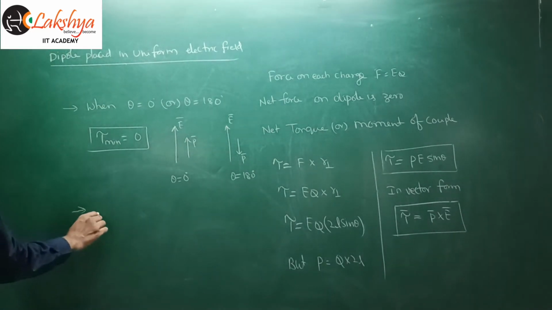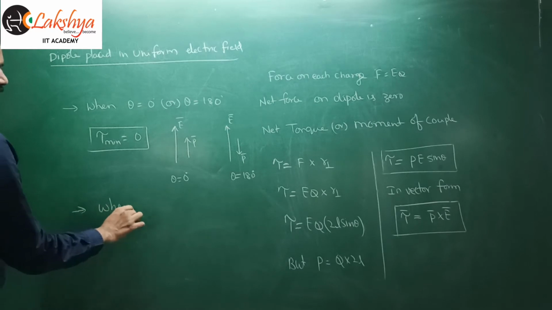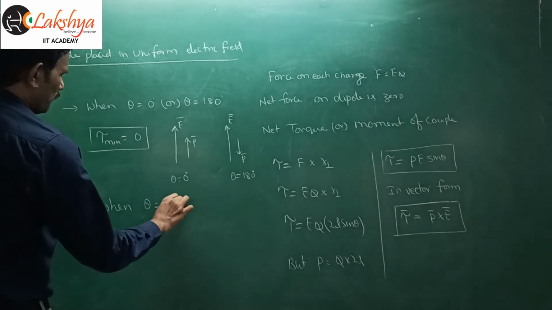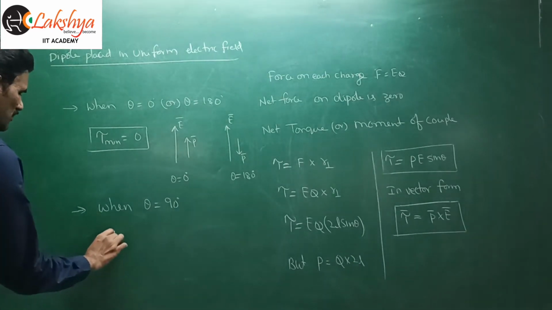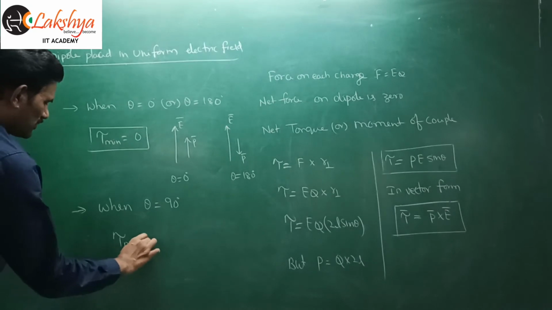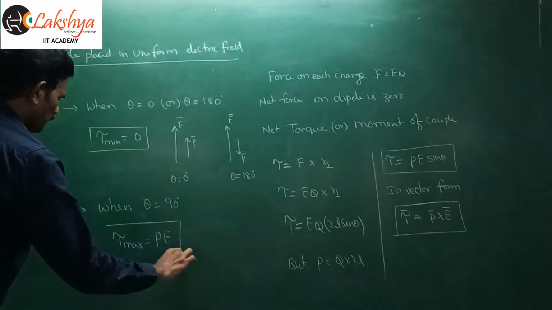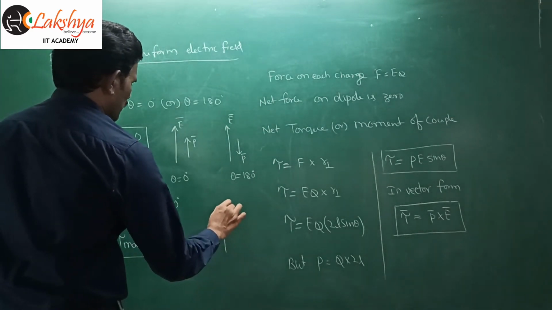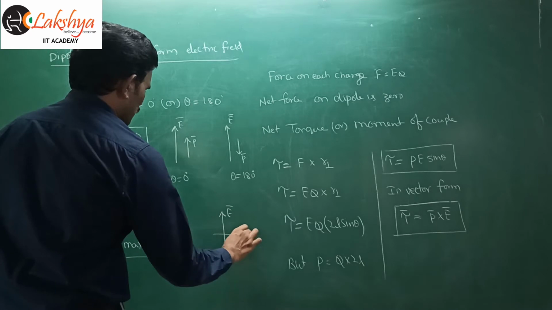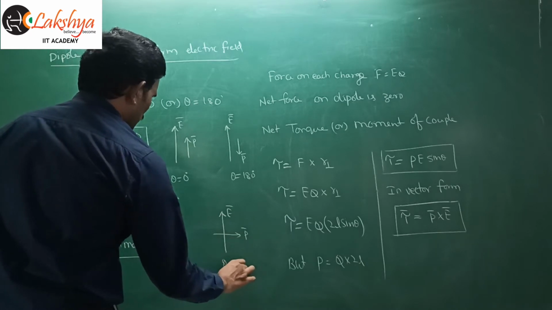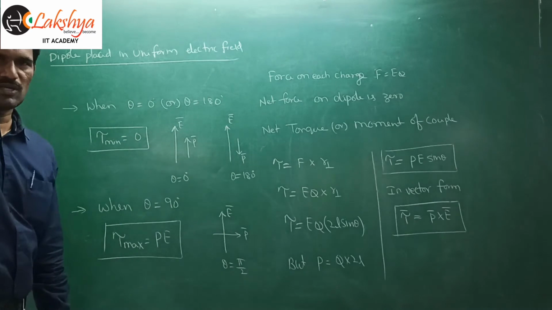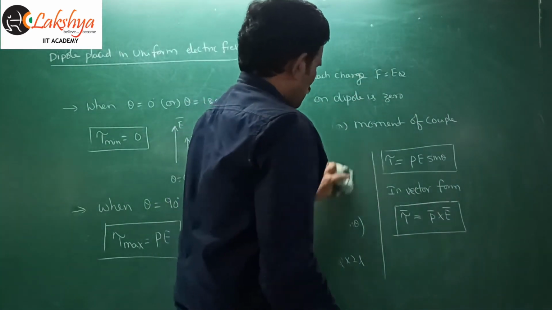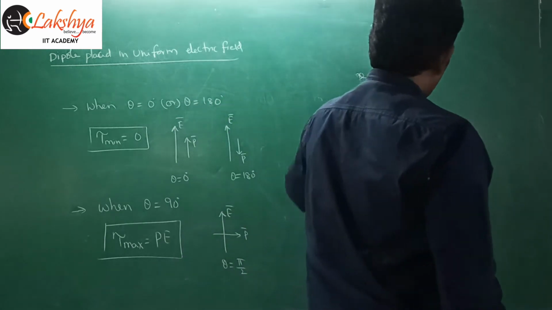And the next point we can conclude here, when theta is equal to 90 degrees, the torque has its maximum value, and its maximum value is nothing but P into E. So that means when the electric field is like this and a dipole is placed like this, so that this theta value is pi by 2 here, then maximum torque acts on the dipole in that position when they are normal to each other. So this is the torque acting on the dipole when it is placed in a uniform electric field.